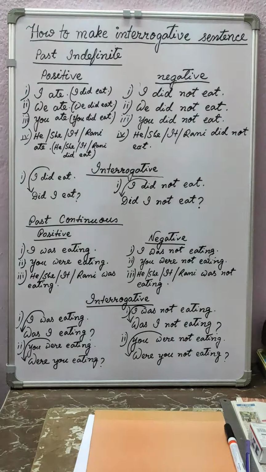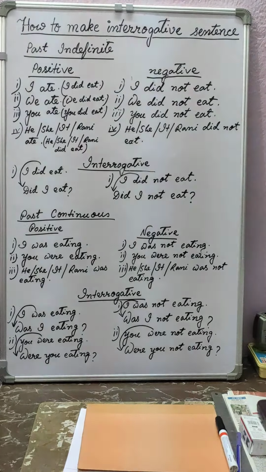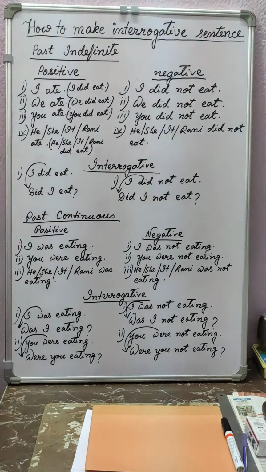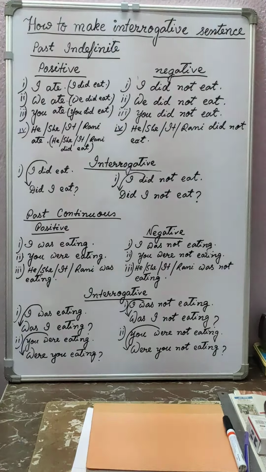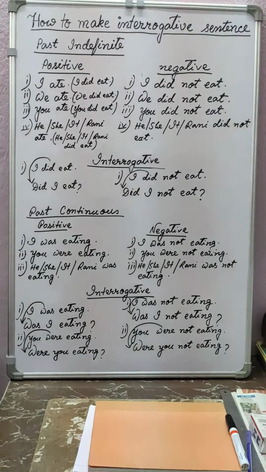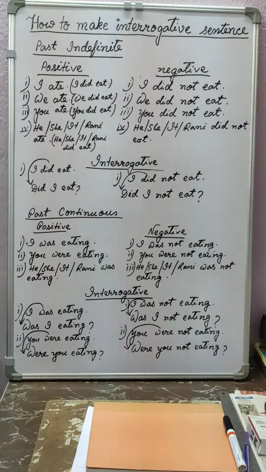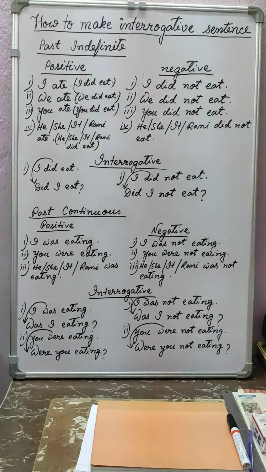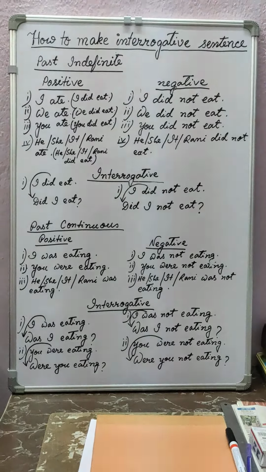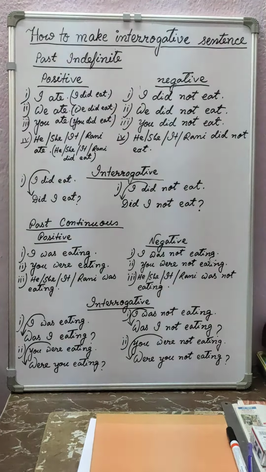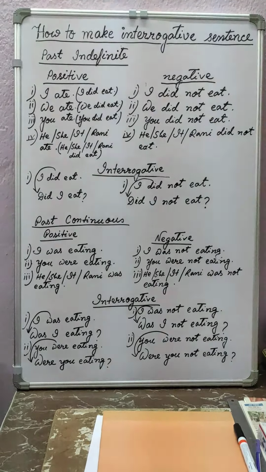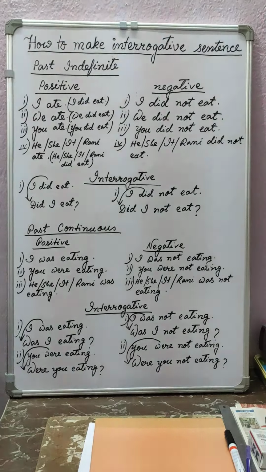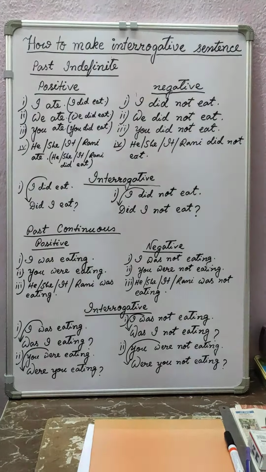What did I say? Just after the subject, whatever auxiliary is there, you have to put that auxiliary in front of the subject. So, I did eat. What is the subject? I. Just after that, what is the auxiliary? Did. So: did I eat? The negative sentence, I did not eat, becomes: did I not eat? Only the first auxiliary just after the subject will come in front of the subject. All the other words will be in the same position.